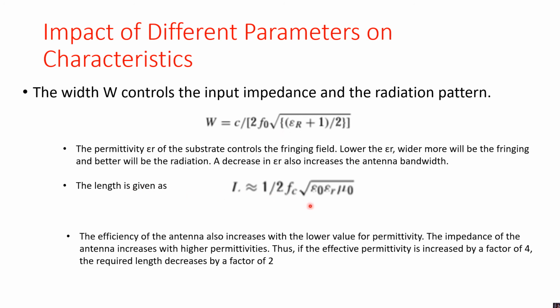Length is given by the formula 1 by 2 fc root of epsilon naught epsilon r into mu naught. The efficiency can also be increased with a lower value of permittivity. If the effective permittivity is increased by a factor of 4, the required length will decrease by a factor of 2 because this is in a root.